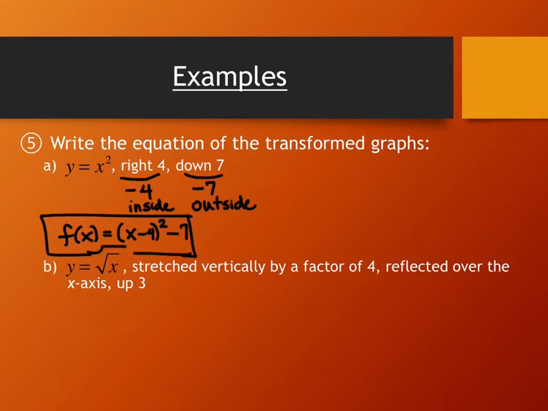All right, next one. It's a square root graph, and it has 3 ways in which it's been changed. It's stretched vertically by a factor of 4. It's reflected over the x-axis, and it's moved up 3. So we're going to do just like we did in the last one. We're going to write down what we do to get it to have that happen. How do you get it stretched vertically by a factor of 4?